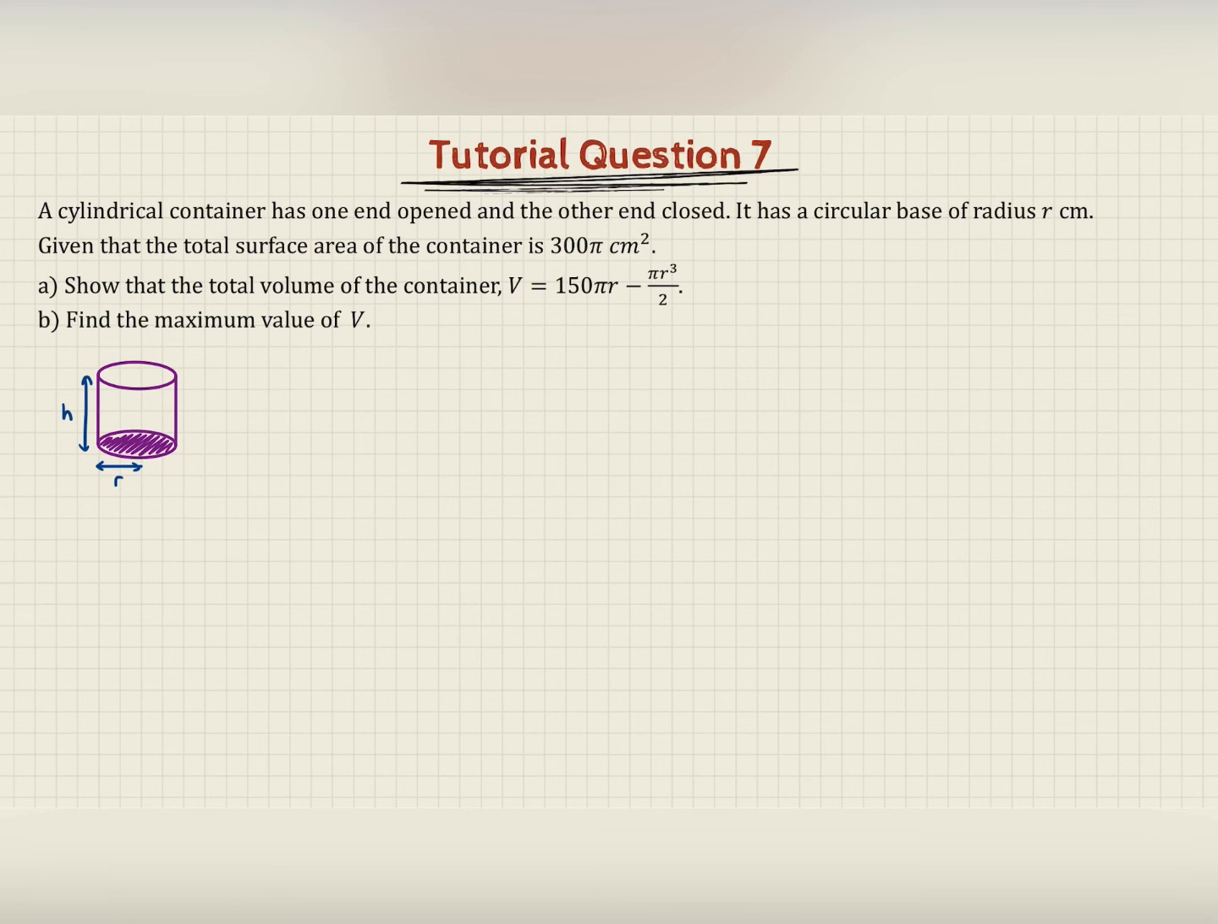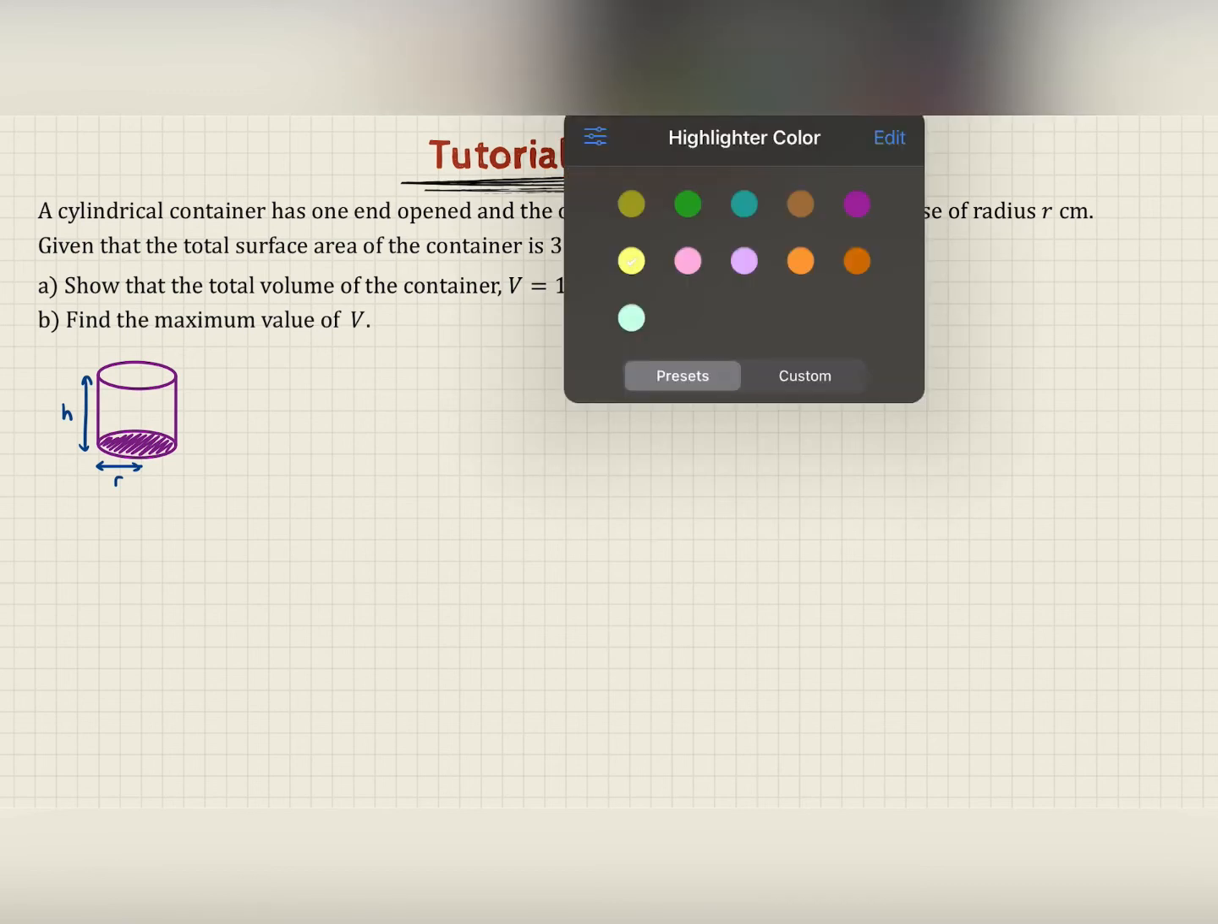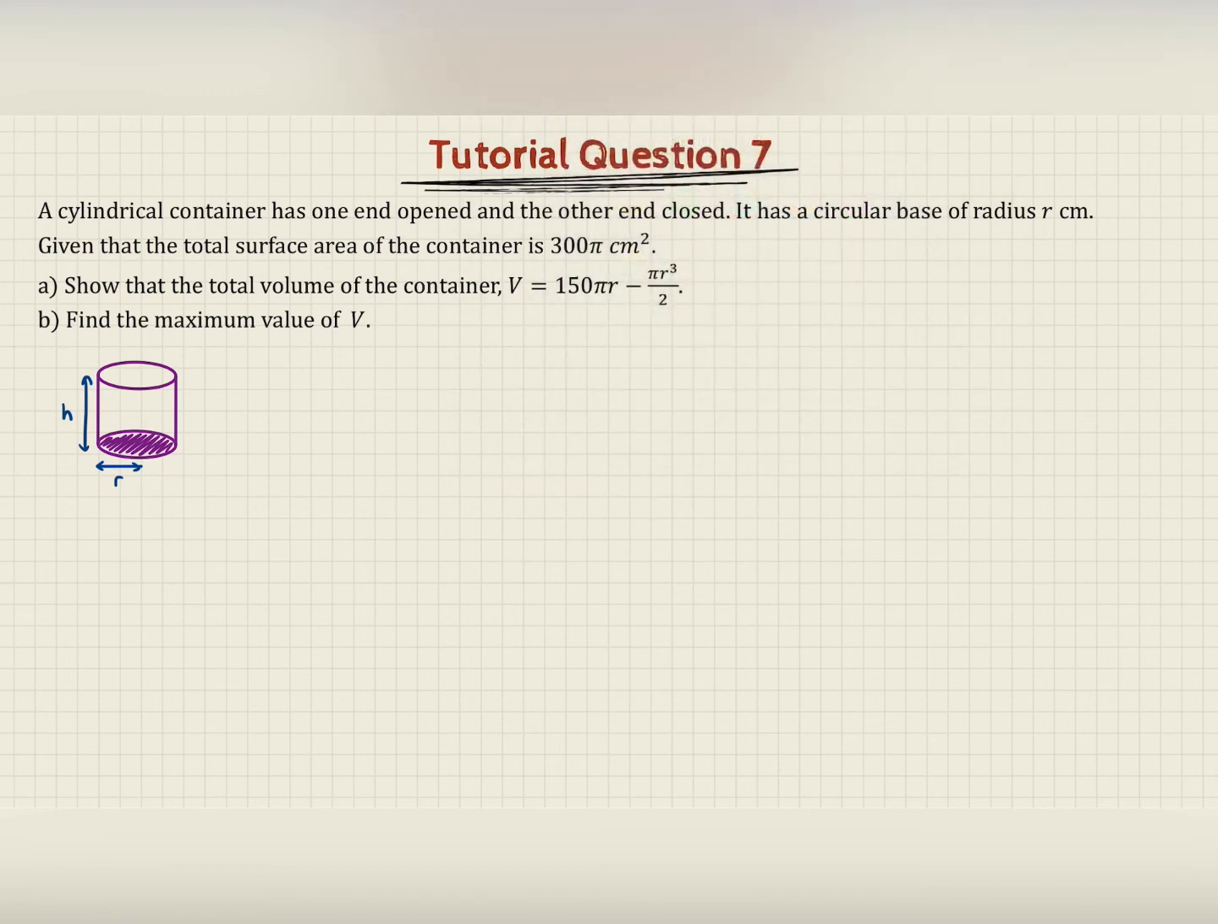Okay, so here kat sini soalan ini mention, okay, kita gunakan warna coklat pula. A cylindrical container, cylinder, okay, saya dah lukis siap-siap bentuk cylinder, has one end open and the other end closed. So salah satu dia terbuka lah. So yang base dia ni, ini base dia, so maksudnya yang atas ni terbuka. Okay, so it has a circular base of radius r.